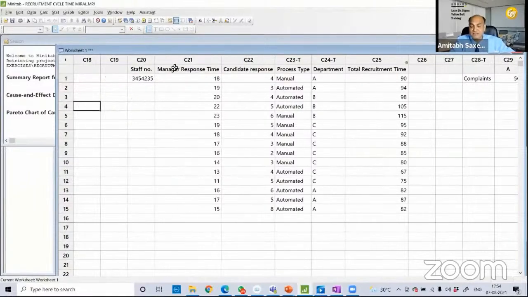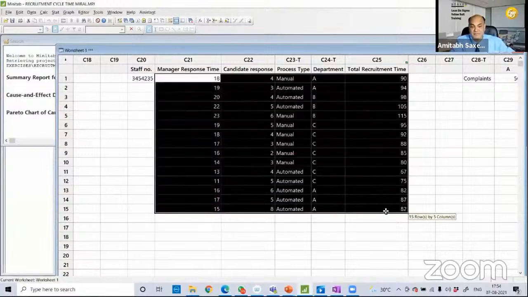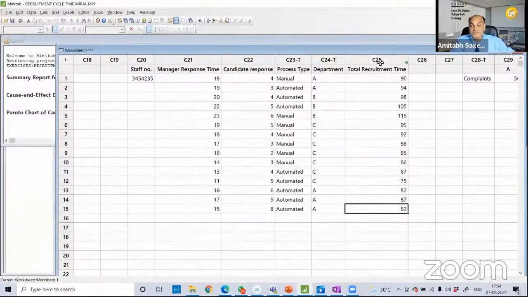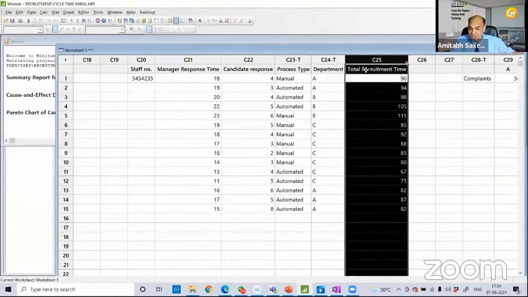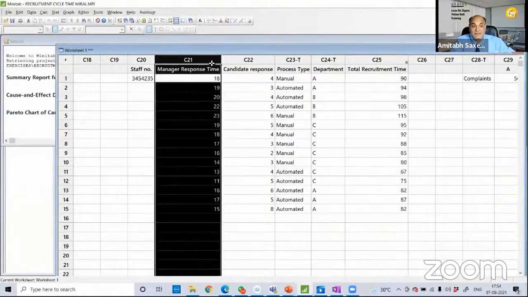Okay, I thought the hiring manager is not responding. So I collected that the manager response time was 18 days. Candidate response time is 4 days. Process type followed was manual. Department was A. Recruitment time was 90. I collected 15 such samples. And I start investigating. Why? This is my why. Total recruitment time is Y, the output. Is it impacted by the X factor, like manager's response time?